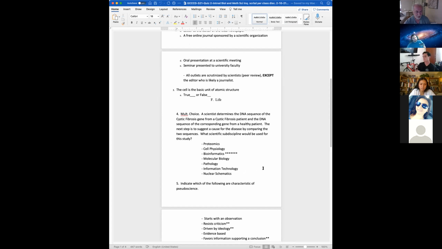Okay. A scientist determines a DNA sequence, and what scientific discipline is going to be used to analyze that sequence? And the answer is bioinformatics. That is the scientific discipline that is really devoted to extracting information from DNA sequences. So even though some of you said molecular biology or information technology, those aren't incorrect, but bioinformatics is the specific subdiscipline.